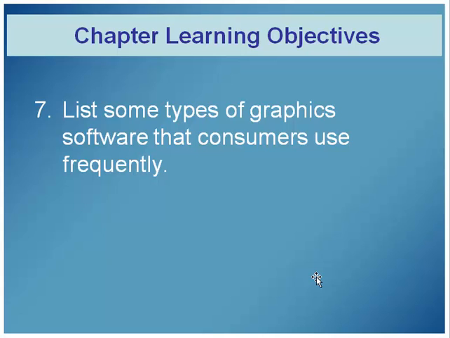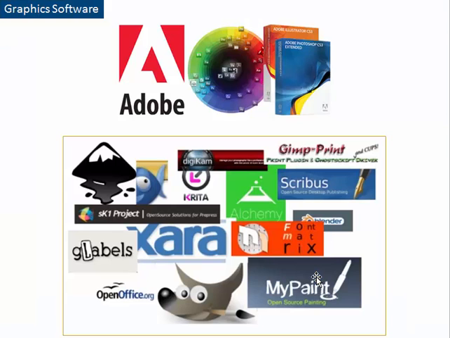Learning objective number 7, list some types of graphics software that consumers use frequently. Well, for graphics software, Adobe, not Microsoft and not Apple, but Adobe, a different company, probably makes the world's best-selling graphics software with Adobe Illustrator and Adobe Photoshop. Those are probably the best-selling and best-known programs out there for doing graphics. But there are many others, some of which are freeware open source, some of which are shareware programs that if you use them and like them, you can then pay for them after the fact, some of which are proprietary software like Adobe, but created by companies other than Adobe. And you can find a large number of those programs out there.